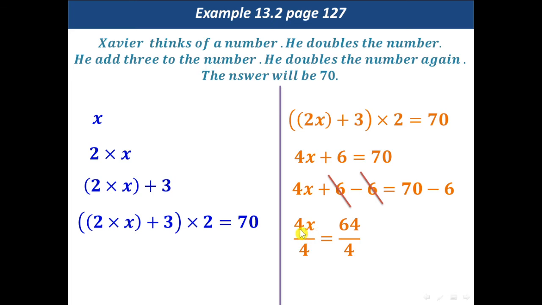4 is multiplied by x, so the opposite operation of multiplication is division. So I divide the left side by 4, but because I divided the left side by 4, I have to do it also for the right side. This is what mathematical equations is all about. What you do on the left side, don't forget you have to do it always on the right side. This will give me x equal to 16.